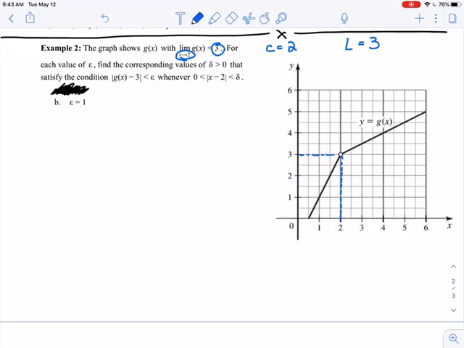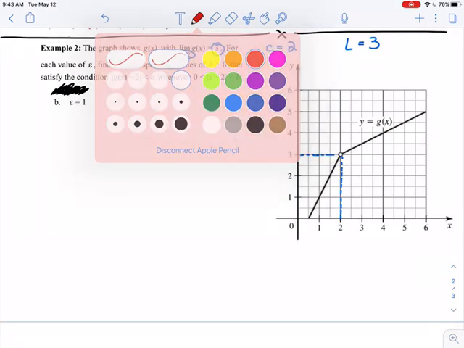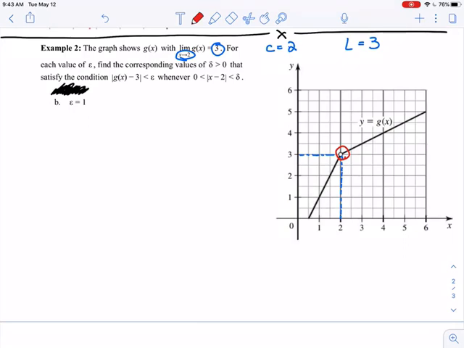And you might look at this and say, well, hold on a second. We have a hole in our graph right there. Remember that when we have an open circle in our graph, that really means that the graph actually doesn't exist there.